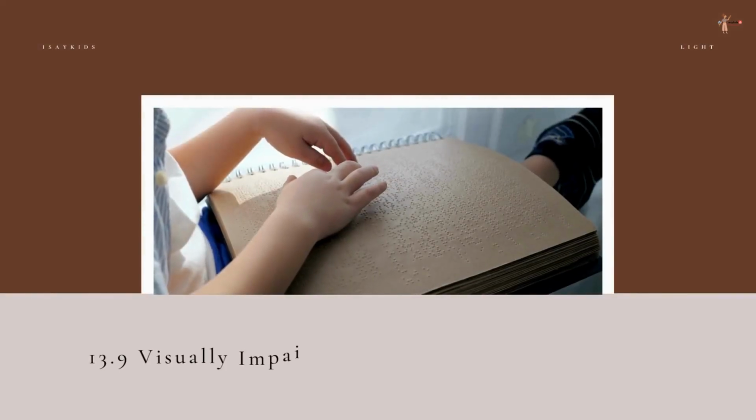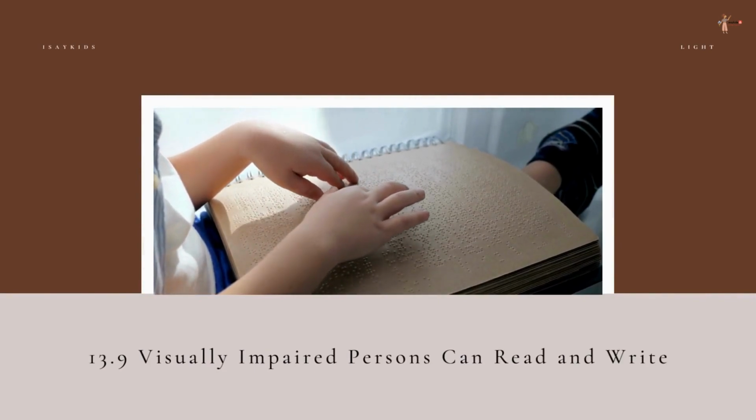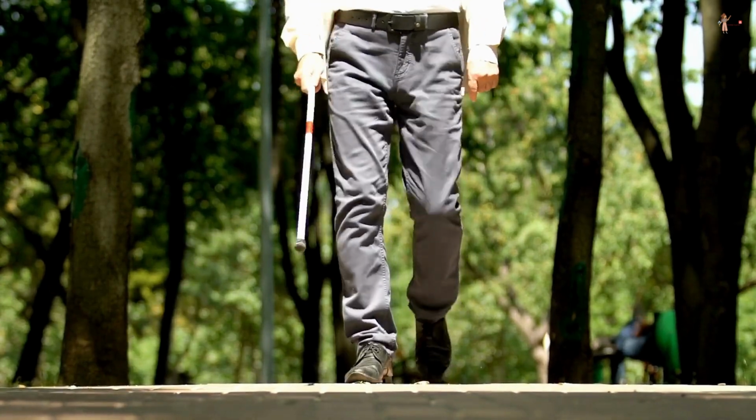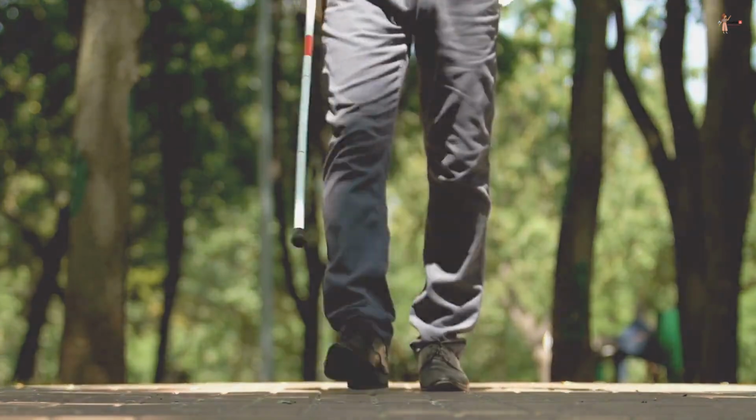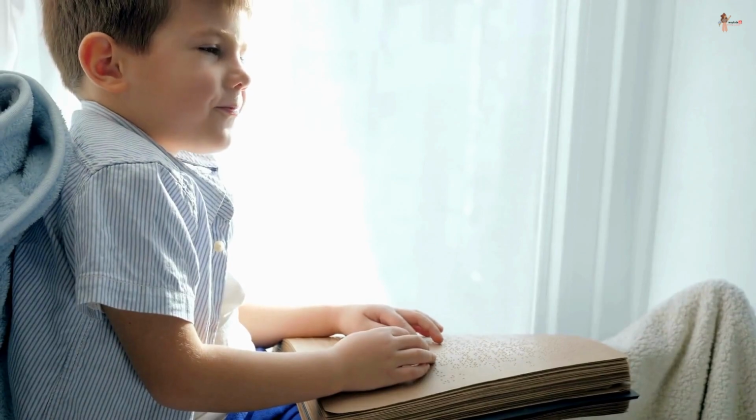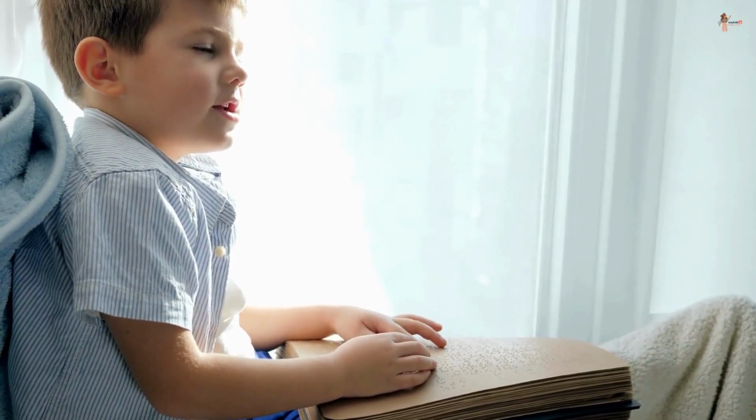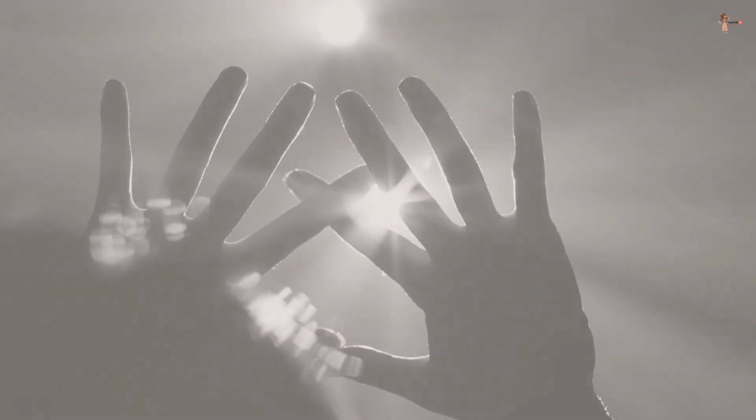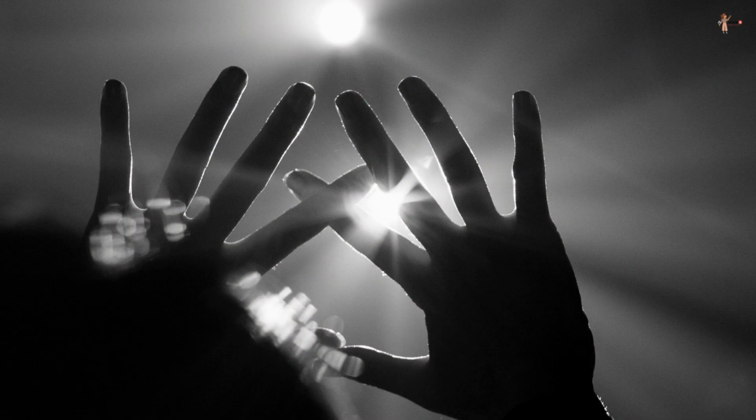do you know that it is possible for visually impaired persons to read and write also? Some persons, including children, can be visually impaired. They have very limited vision to see things. Some persons cannot see at all since birth. Some persons may lose their eyesight because of a disease or an injury.